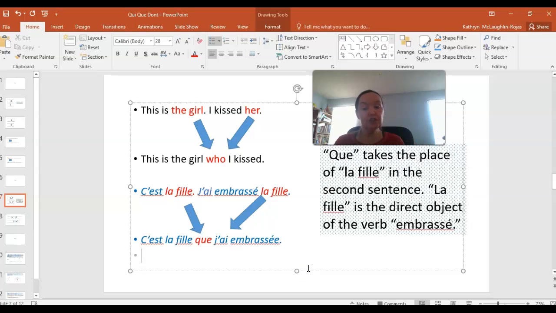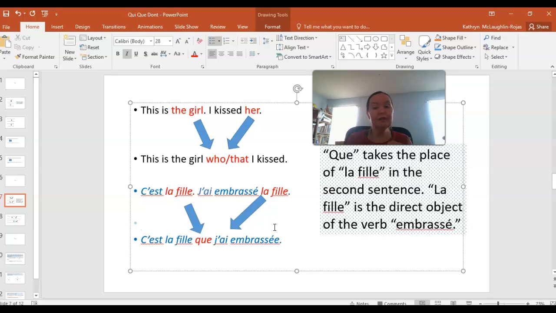So this is the girl that I kissed or who I kissed. You could actually say who or that in English. They would both sound fine. I think the difference to notice here is that when you're using que, it's taking the place of the object of a verb. La fille is the object of embrasser in this case. Okay, so que is taking the place of that object.